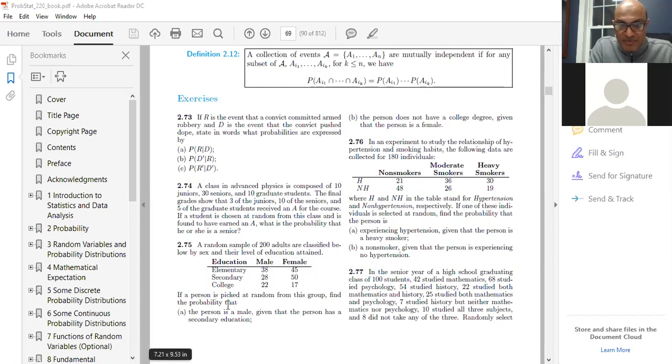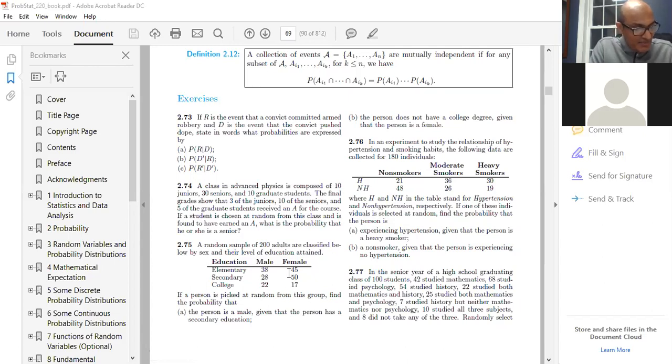If a person is picked at random from this group, find the probability that the person is a male, given that the person has a secondary education. Secondary education, that means here secondary education is 28. So 28 divided by these total numbers, this one and this one. The person is a male, given secondary education, right?